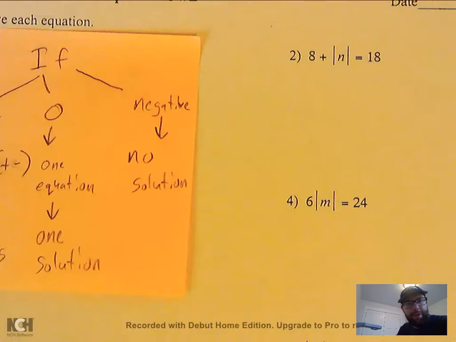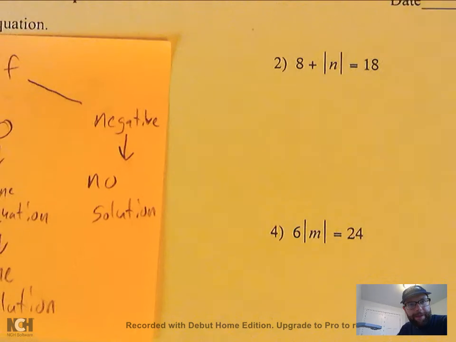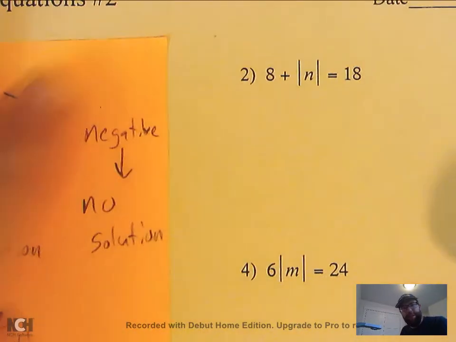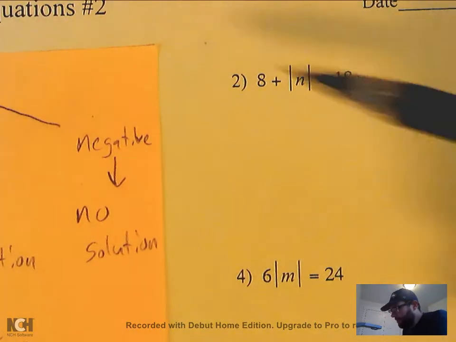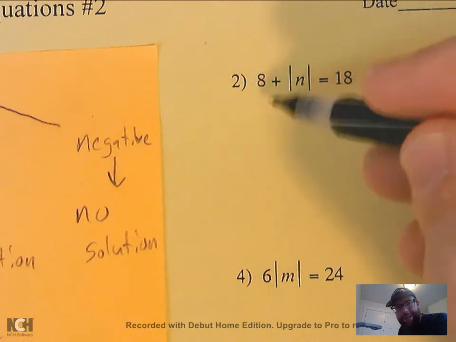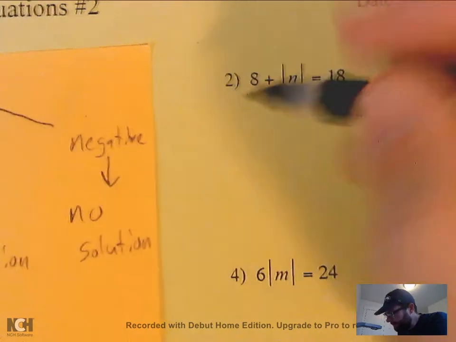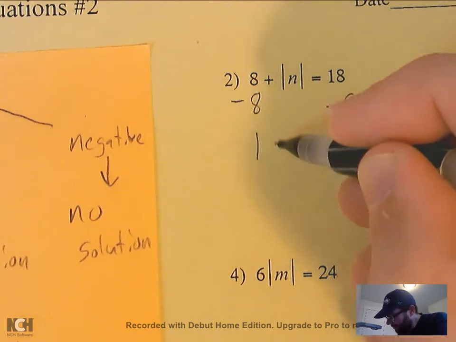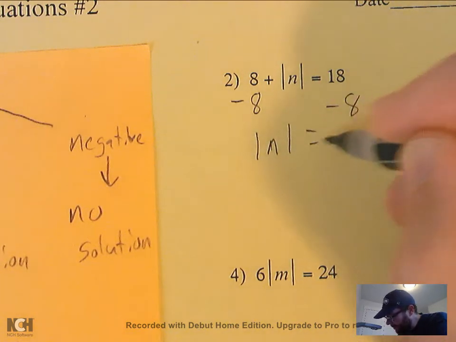Well, let's zoom in here a little bit, and let's look at some examples. So, here we can see there is something outside my absolute value. So I have to get rid of it. This 8 is adding to the absolute value, right? So to get rid of it, we would subtract 8 from each side, which gives me the absolute value of n is equal to 10.